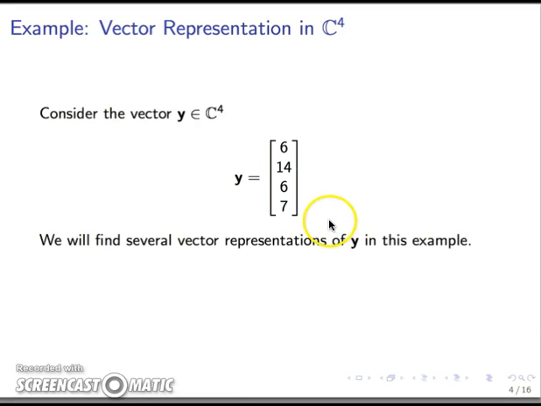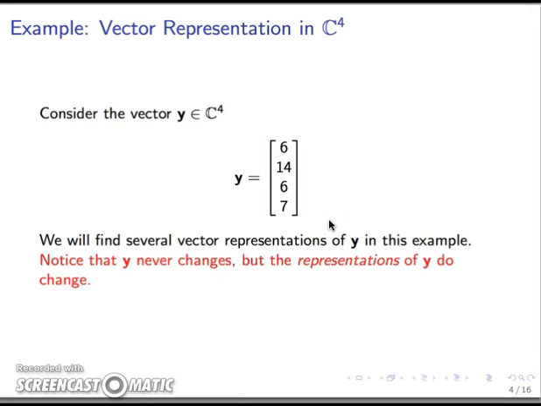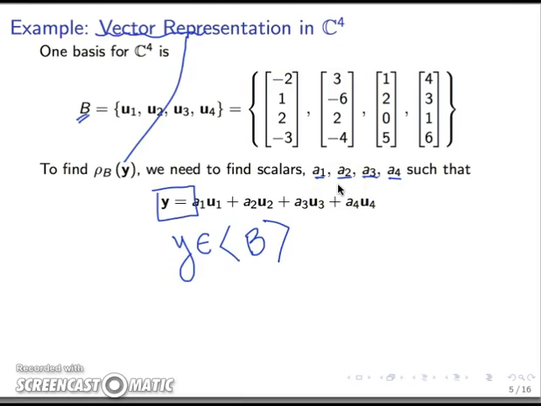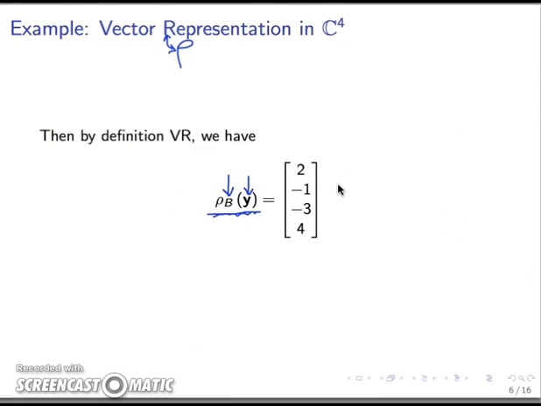Okay, so one thing to continue to remind ourselves is that even though the vector y stays the same, since we're considering different bases, different sets that are linearly independent and spanning, the so-called representations are going to be changing. Relative to these bases of C4 with these specific column vectors, we found that the vector representation called rho here has entries 2, -1, -3, and 4.